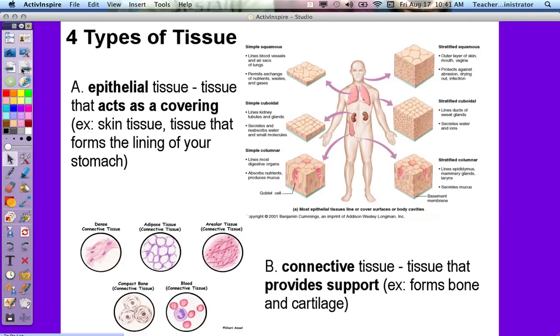Epithelial tissue is tissue that acts as a covering. So it would include things like your skin tissue. And it would also include tissue that is surrounding your organs or lining the internal structure or wall of an organ that is hollow, such as your stomach. Connective tissue is tissue that provides support for the body. So anything that involves structurally supporting the body, such as your bones and cartilage, would be considered connective tissue.